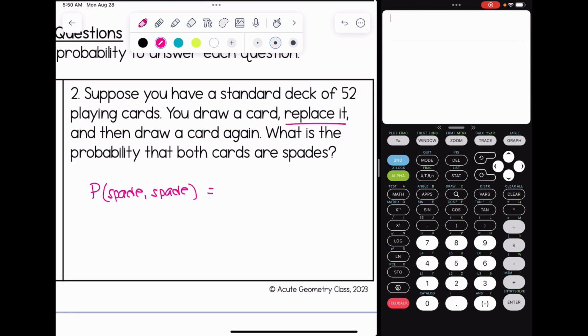So in a deck of cards, there are 13 spades. And once I put that card back, we're going to have 13 spades again. So 13 over 52 times 13 over 52. You could have also reduced that. So 1/4 of a deck of cards is spades. So you could use that reduced fraction. And I'm going to use that one to multiply here. And I'm going to get 1 over 16 as my compound probability.